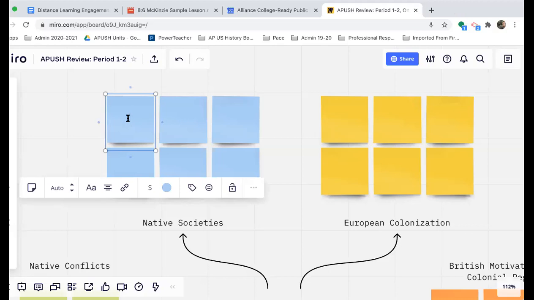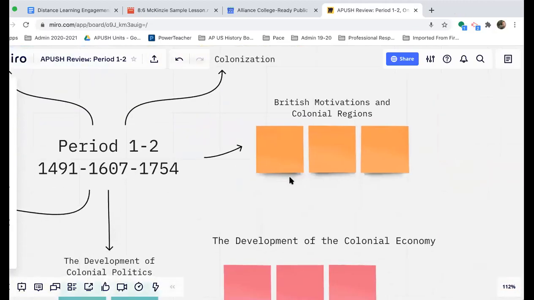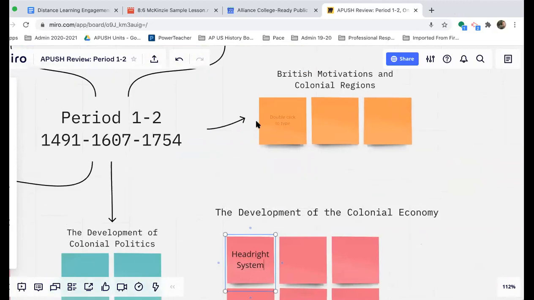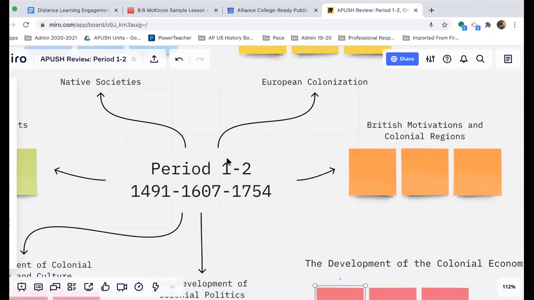Couldn't one be the headright system? Not necessarily. That's not part of the native society, but let's put the headright system up here, in terms of the development of the colonial economy. Let's put the headright system right here, because that's really important for the growth of the colonial economy. And we'll get to that when we get to that. Okay, good. Go ahead. But if you have something you want to say that you think goes up here, let me know and we'll put it up here where it goes.